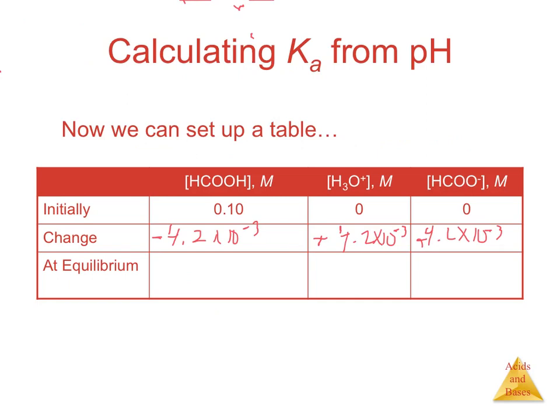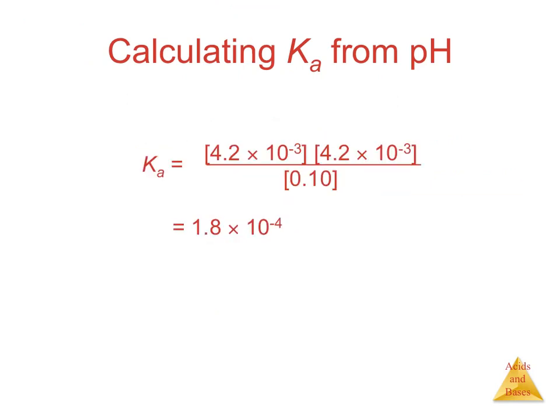Okay, and at equilibrium, again, I'm going to use the approximation, so this value is not going to change. The number I'm subtracting is very small, and it's not going to matter. And then I have 4.2 times 10 to the minus 3, 4.2 times 10 to the minus 3. When I pop those values into the Ka expression and crunch the numbers, I get a Ka of 1.8 times 10 to the minus 4.